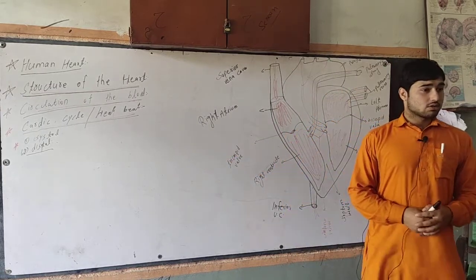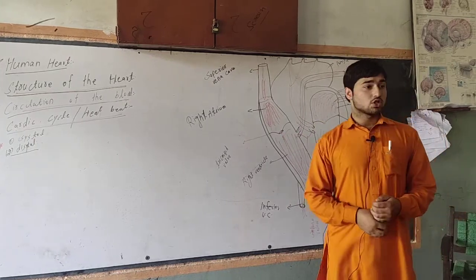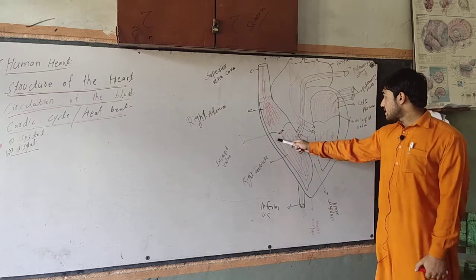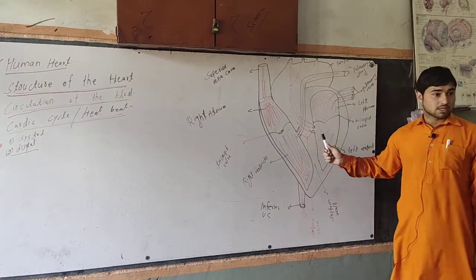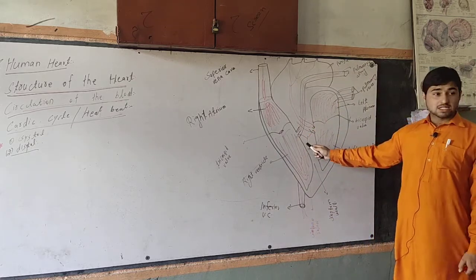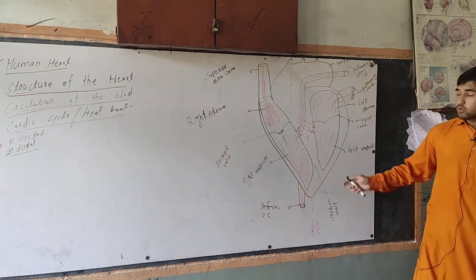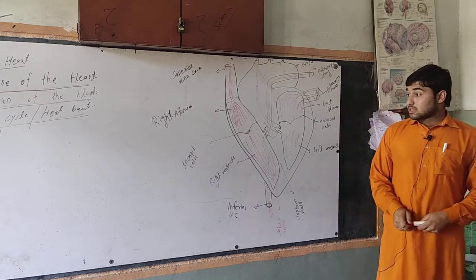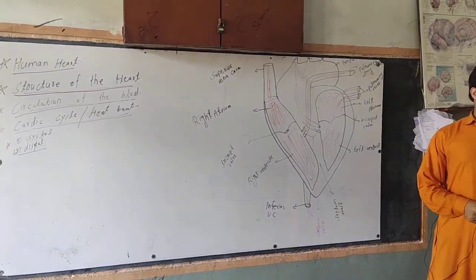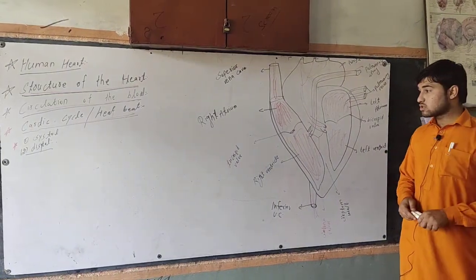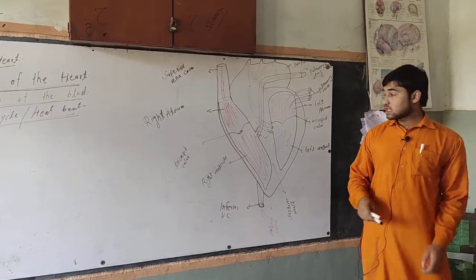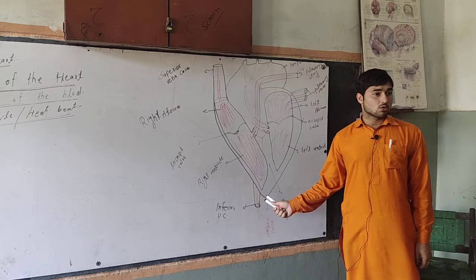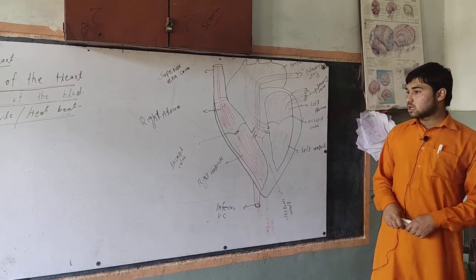During systole, the lub sound is produced because the tricuspid and bicuspid valves are closed and the semilunar valves are open. The second phase is called diastole. During diastole, the dub sound is produced because the tricuspid and bicuspid valves are open and the semilunar valves are closed, so the dub sound is produced.